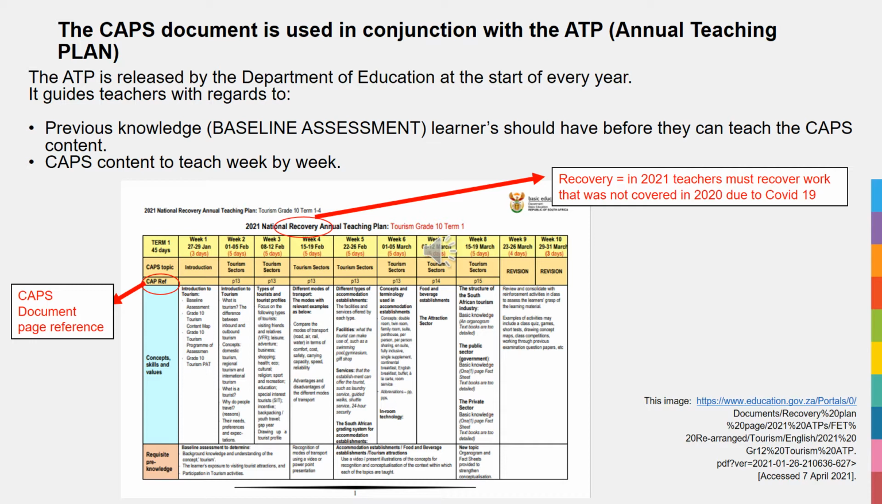So in grade 11, if there's certain sections that weren't covered in grade 10, we have to teach that in grade 11 before we can start with the grade 11 work. The same for grade 12, because the years actually build. Grade 11 builds on knowledge from grade 10, grade 12 builds on knowledge from grade 10 and 11.